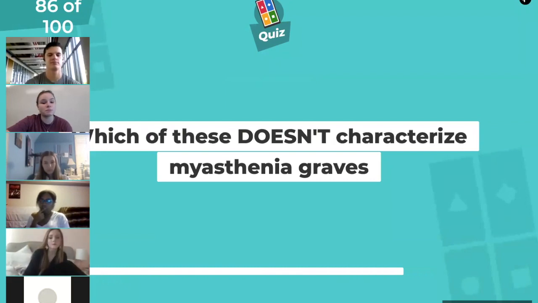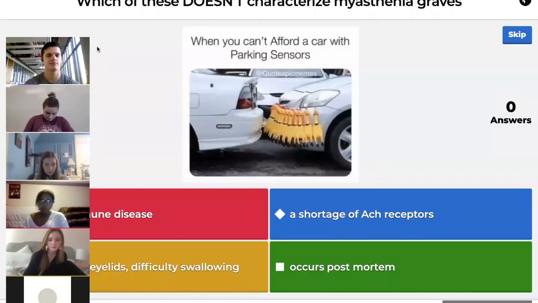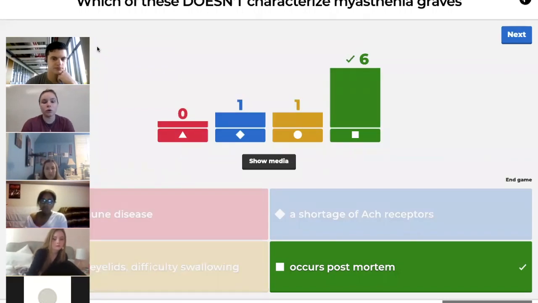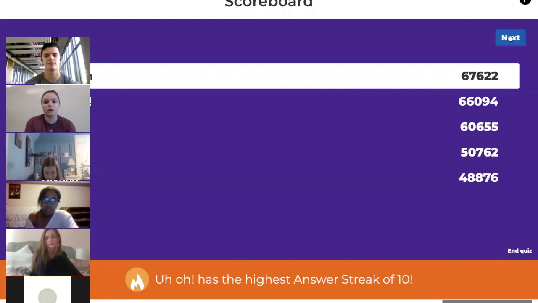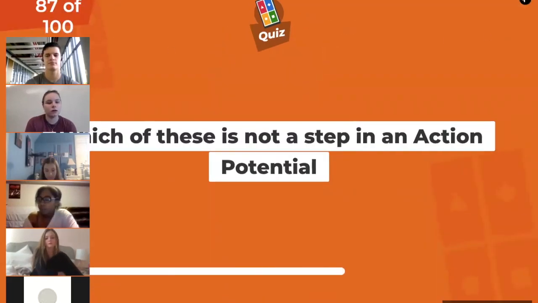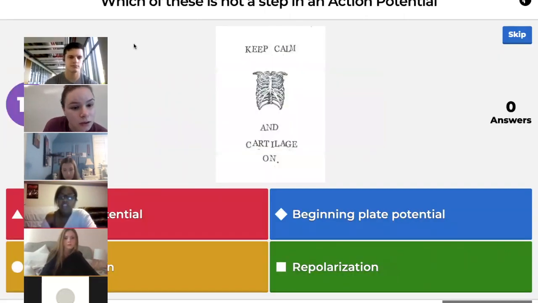Which of these doesn't characterize myasthenia gravis? Cool. So, what occurs post-mortem? What's the thing called? Rigor mortis. Thank you. Awesome. So it is an autoimmune disease, and it does have to do with a shortage of acetylcholine receptors, and we have drooping eyelids, difficulty swallowing, right? That has to do with muscle twitch and muscle tone maintenance because of our shortage of acetylcholine. I'm sorry, which one was the one that occurs post-mortem? Rigor mortis. Okay, thank you. Yeah, you're good.